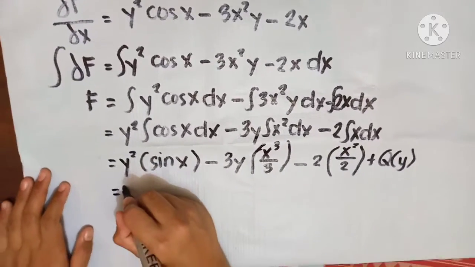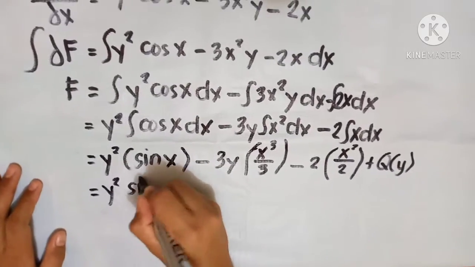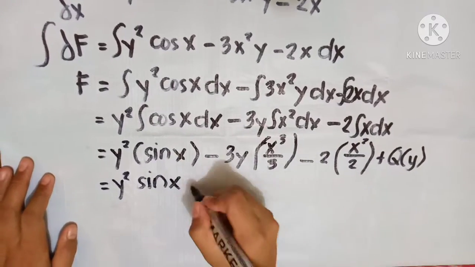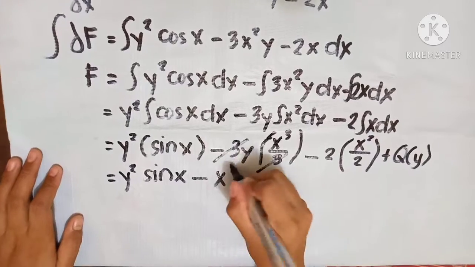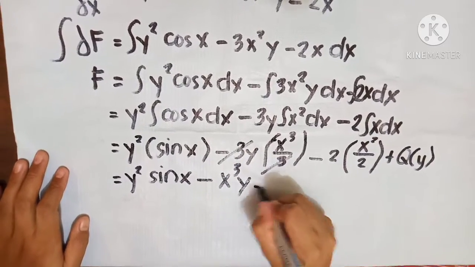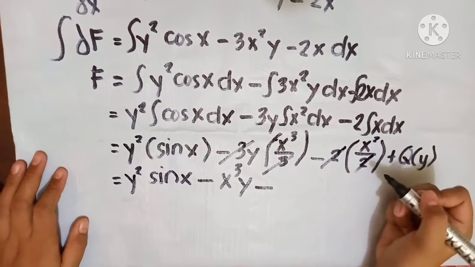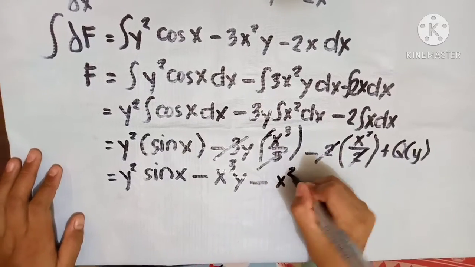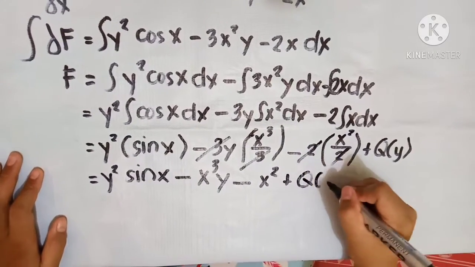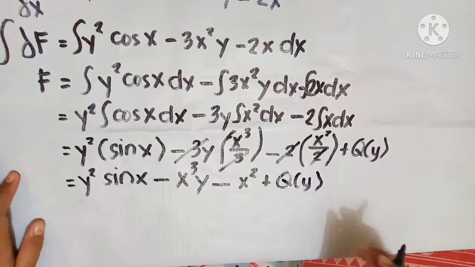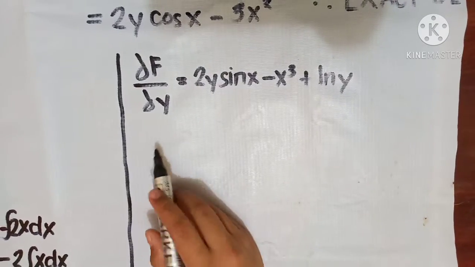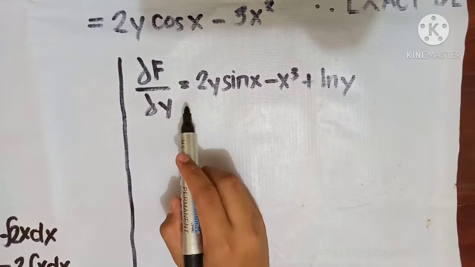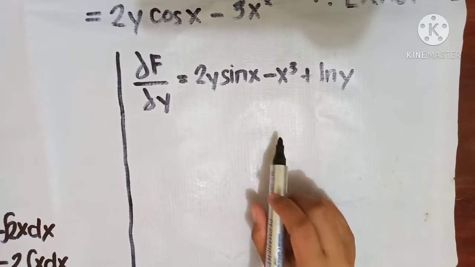Simplify, we have y squared sine x minus, the 3 will be cancelled, so we have x cubed y, minus, 2 will be cancelled also, x squared, plus q of y. So this is our first solution. So for the other formula, we have partial derivative of f in terms of y equals 2y sine x minus x cubed plus ln of y.